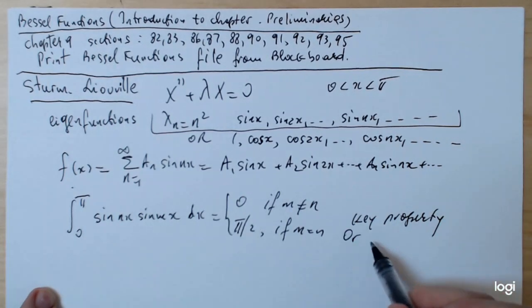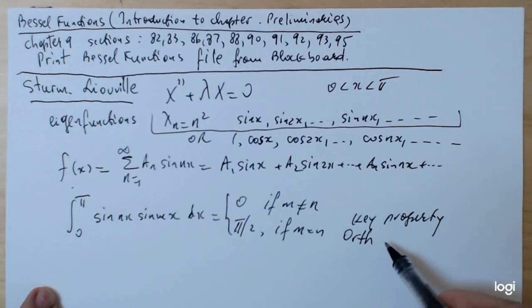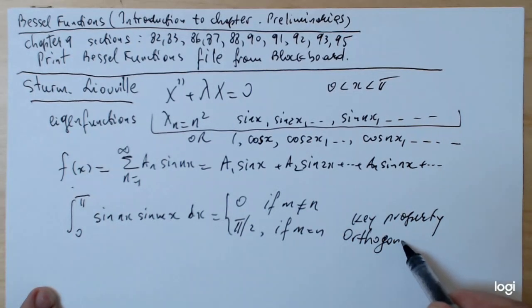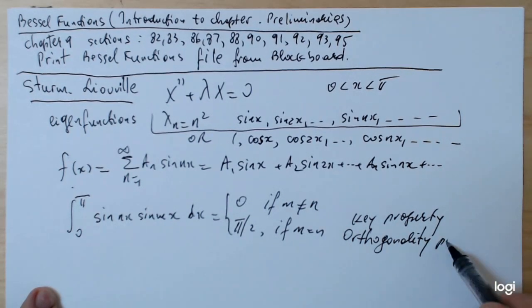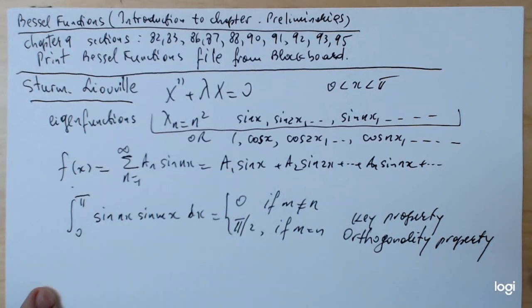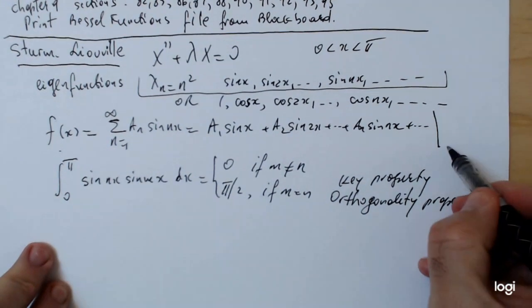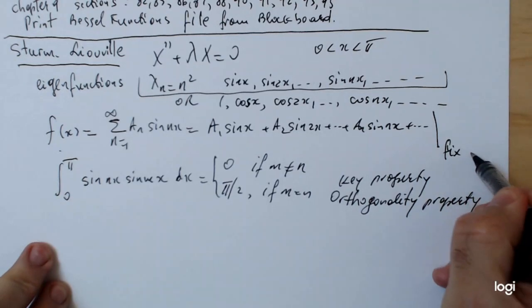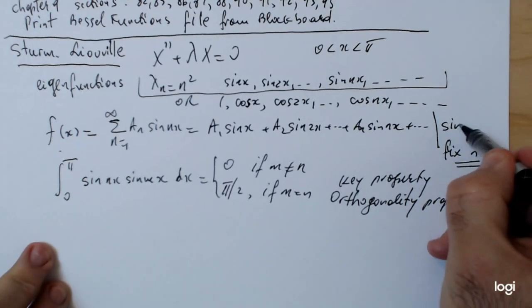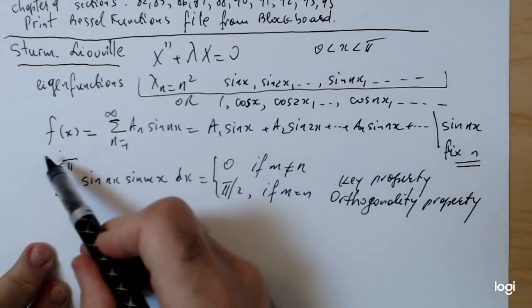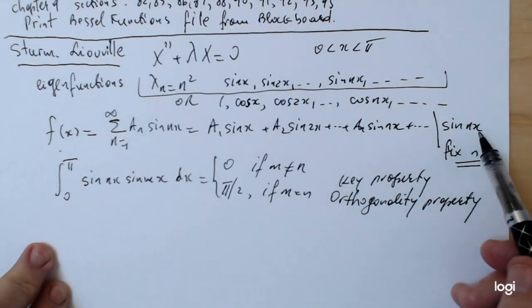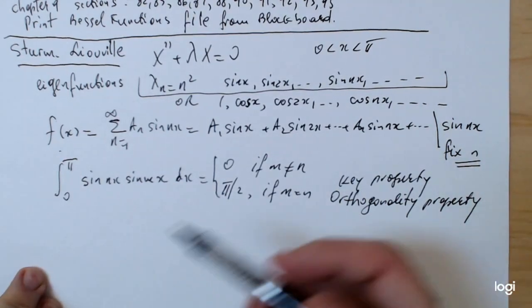Or more specifically, it's the orthogonality property on this interval 0 to pi. And why is that the case? Well, remember how we obtain the Fourier coefficients. Let's say you fix n and you multiply both sides of this equality by sine of nx. And then you take the integral on both sides.